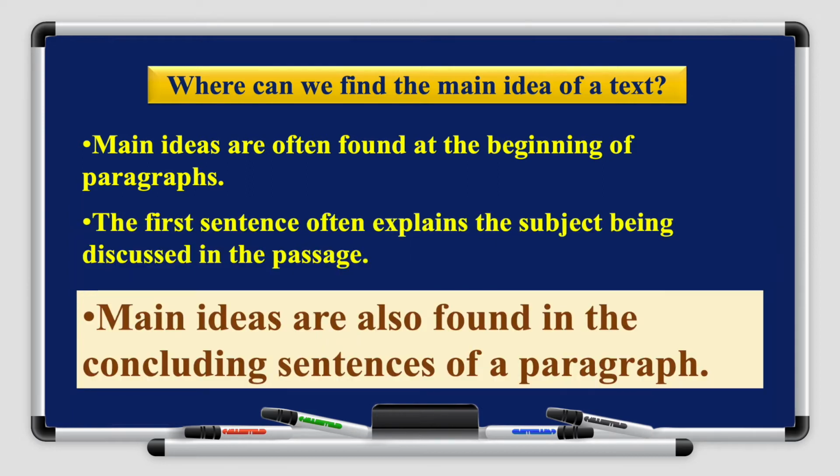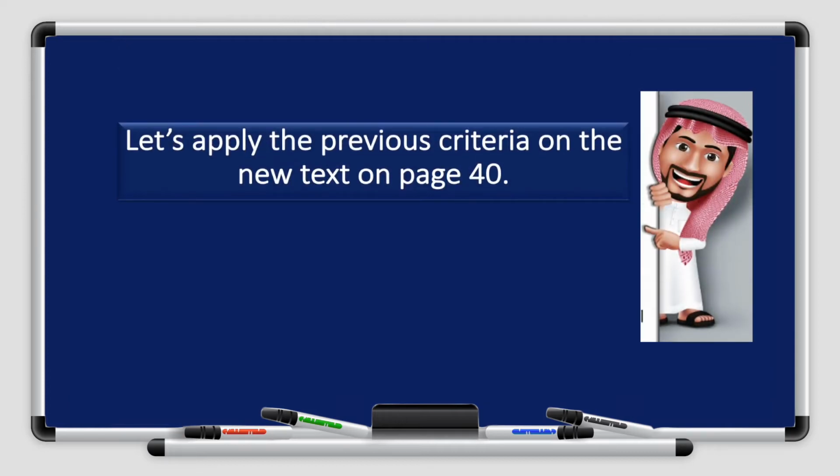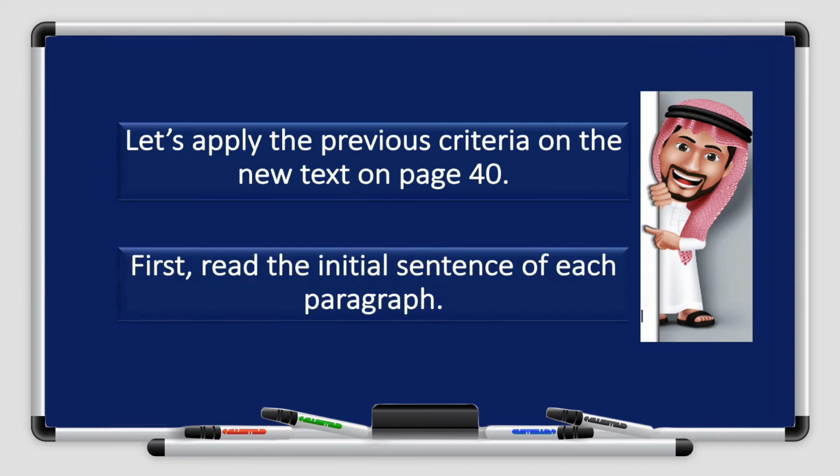Main ideas are also found in the concluding sentences of a paragraph. You find it at the start of the paragraph and at the end, where you try to sum up or conclude the whole paragraph in a couple of sentences. And now, let's apply the previous criteria on the new text that is shown on page 40. First of all, let's read the initial sentence of each paragraph.